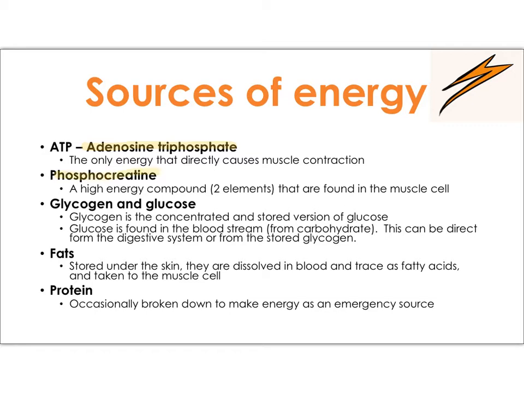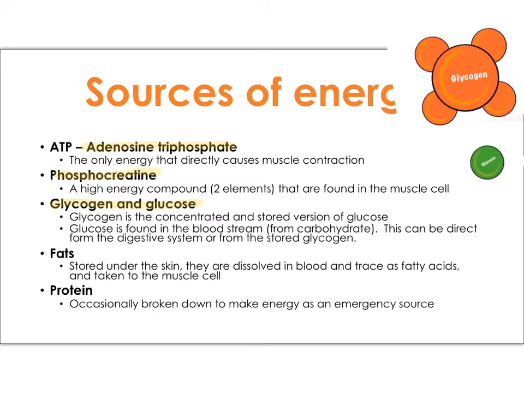Phosphocreatine. This is a high energy compound made of 2 elements, phosphate and creatine, and they're found in the skeletal muscle cell. We're going to look at glycogen and glucose. Glycogen being the concentrated stored version of glucose. This is represented with the orange diagram up here. And we can see here it's 5 elements together in a molecule, so it's a big molecule.